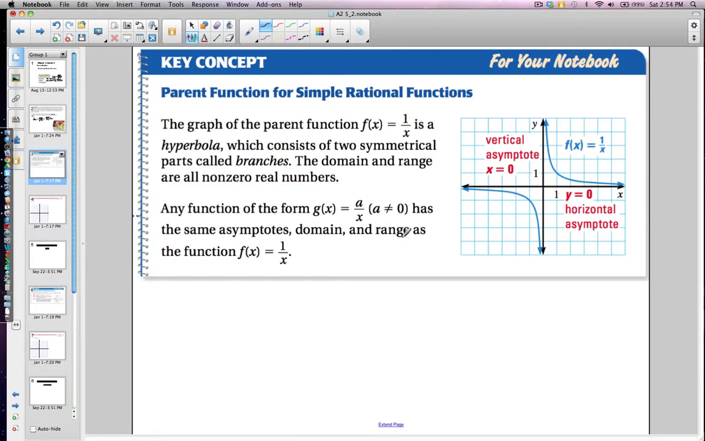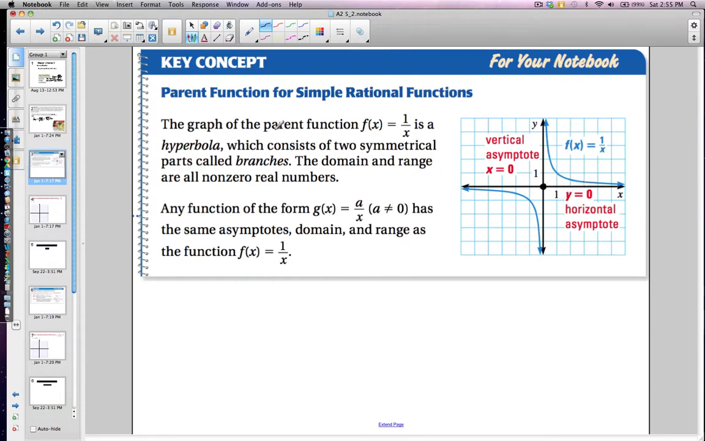The parent function, again, has a lot less parts than a full function, but it always creates this sort of a graph. It's called a hyperbola. It has 2 branches, and it has 2 asymptotes. It has a vertical asymptote and a horizontal asymptote. And the 2 branches are diagonally symmetrical to each other. So they're symmetrical around this point, which is the intersection of the 2 asymptotes.